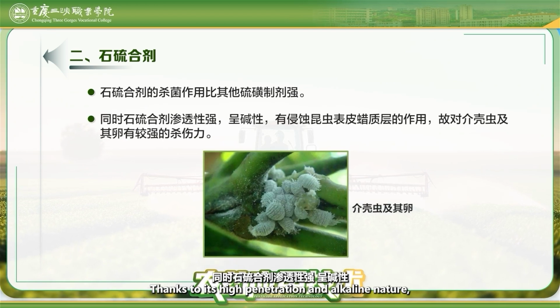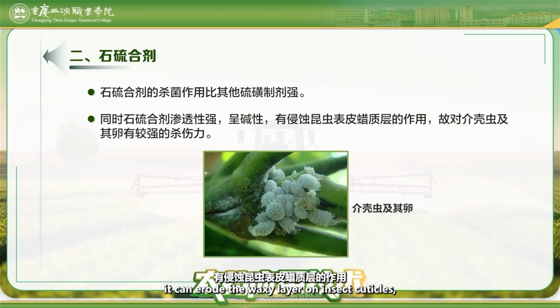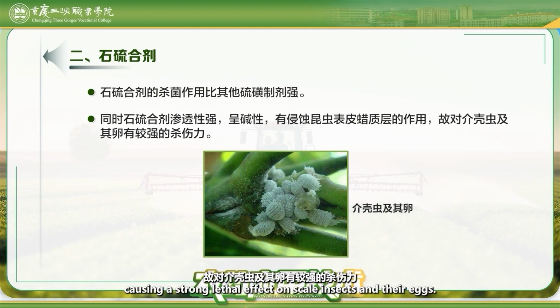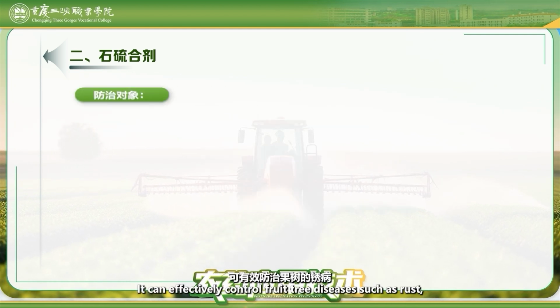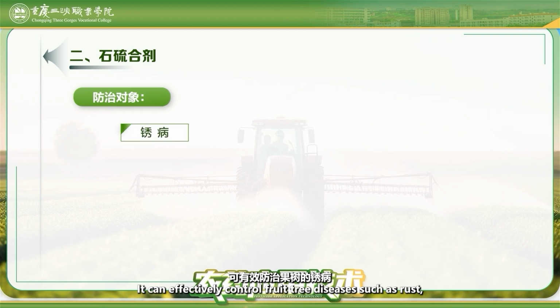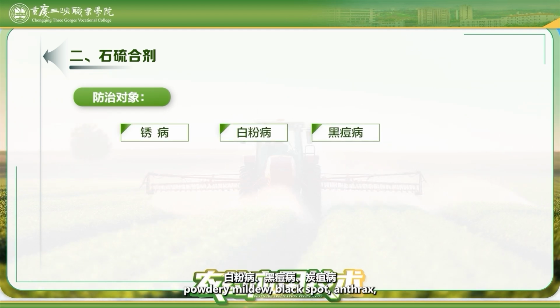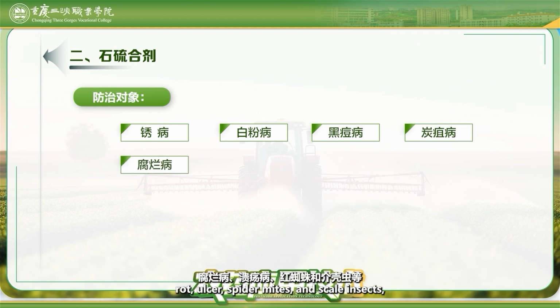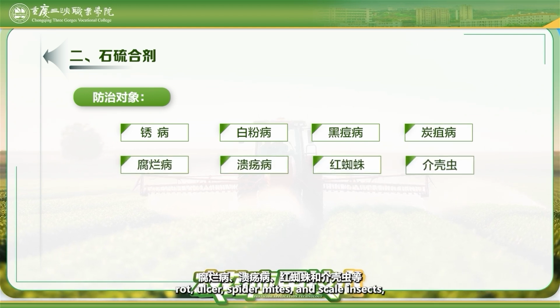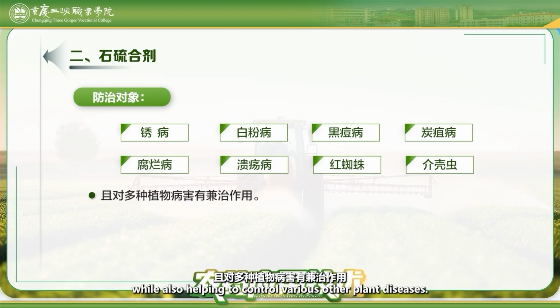Thanks to its high penetration and alkaline nature, it can erode the waxy layer on insect cuticles, causing a strong lethal effect on scale insects and their eggs. It can effectively control fruit tree diseases such as rust, powdery mildew, black spot, anthrax, rot, ulcer, spider mites, and scale insects, while also helping to control various other plant diseases.